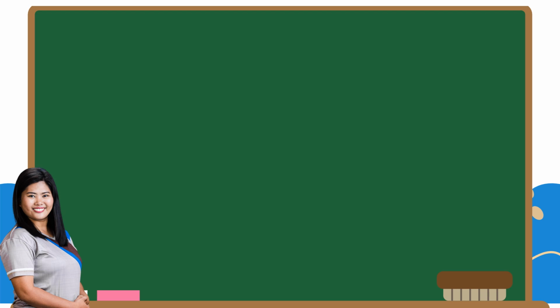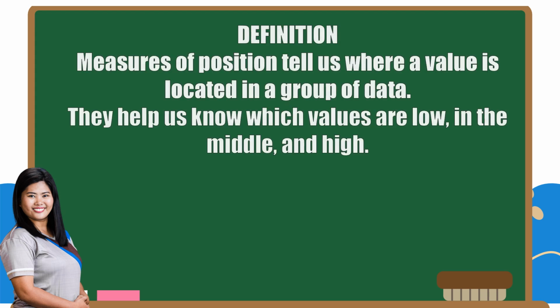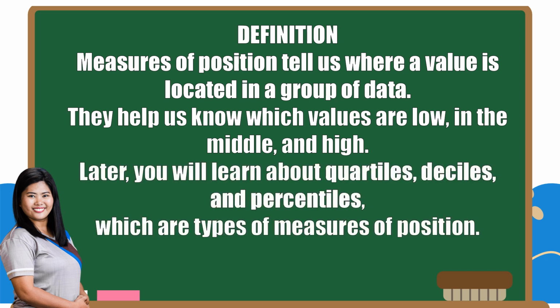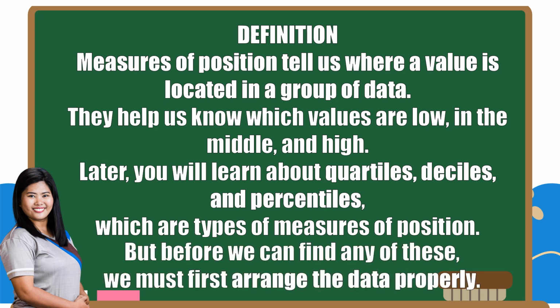So, what is measures of position? Measures of position tell us where a value is located in a group of data. They help us know which values are low, in the middle, and high. Later, you will learn about quartiles, deciles, and percentiles, which are types of measures of position. But before we can find any of these, we must first arrange the data properly.